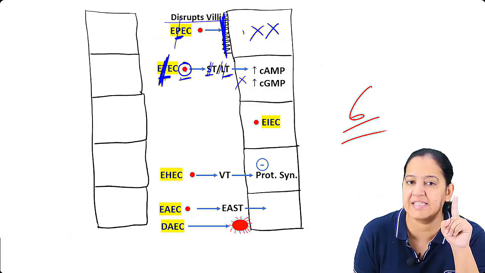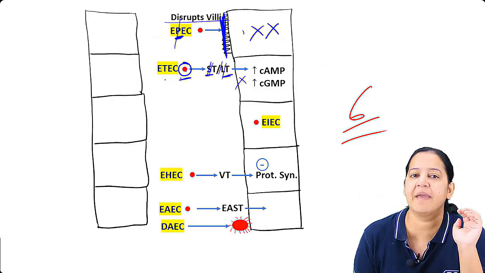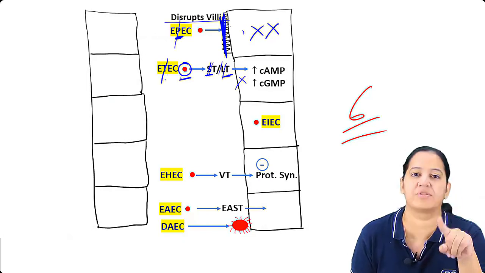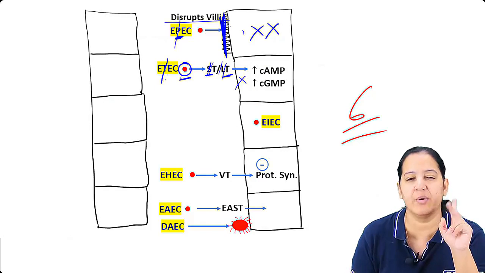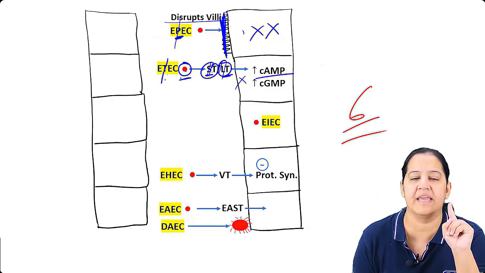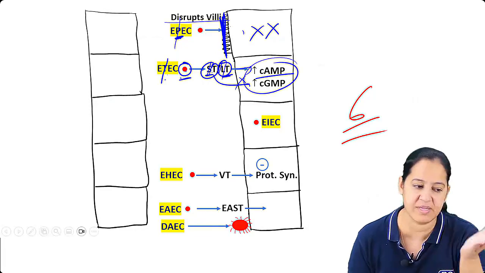See, ETEC. What does T stand for? Say the full form. ETEC. What is T here? Toxigenic. T for toxigenic. Enterotoxigenic E. coli. Enterotoxigenic E. coli secretes two toxins, ST and LT. So LT increases AMP and ST increases GMP, by which they are causing diarrhea. How they cause diarrhea, I told you.